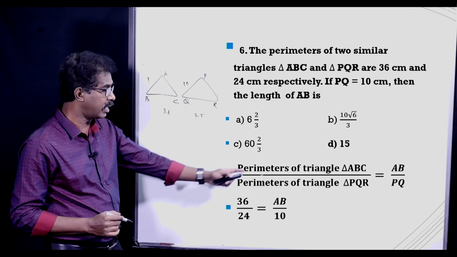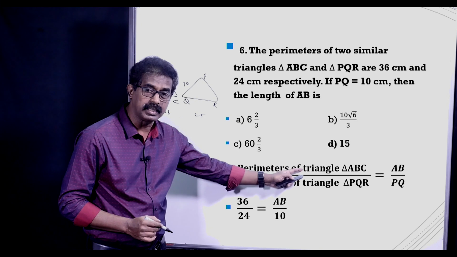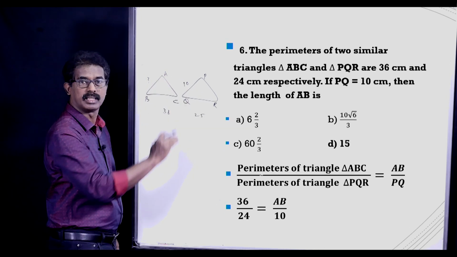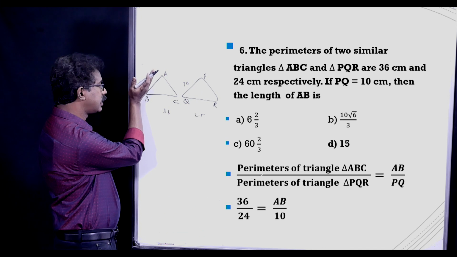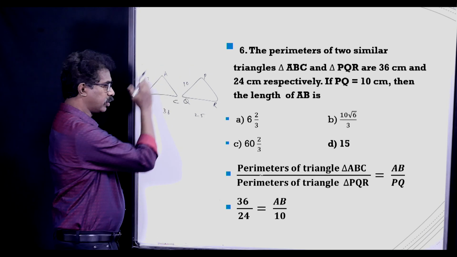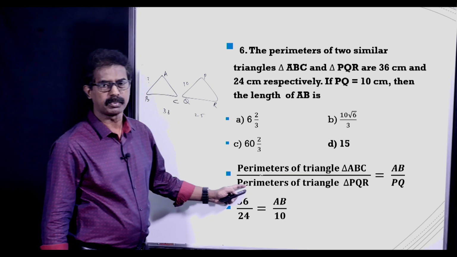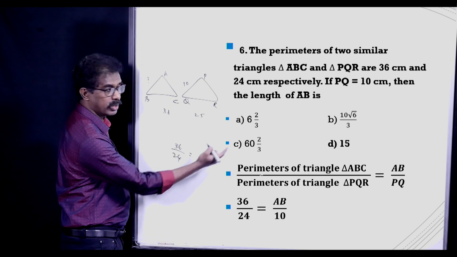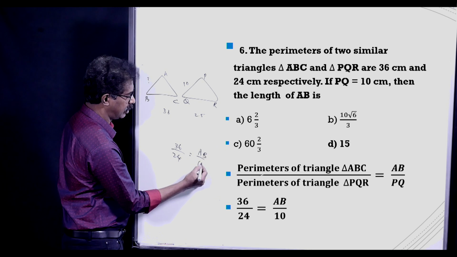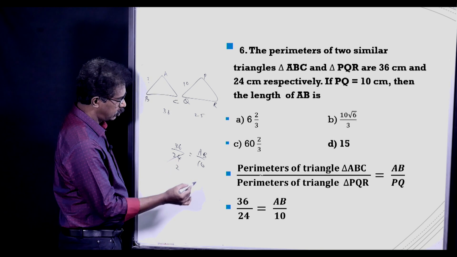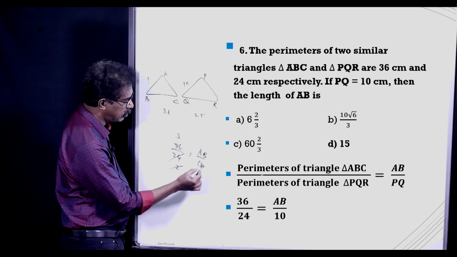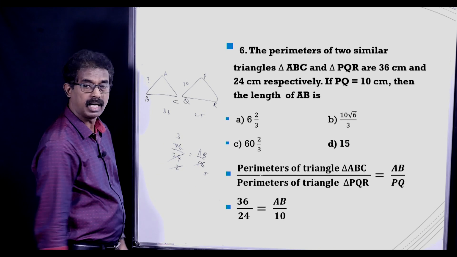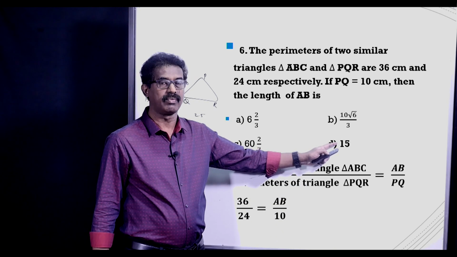So what result do you have to apply? Perimeter of triangle ABC by perimeter of triangle PQR is equal to the corresponding sides, because here we want AB, so AB by PQ. Just substitute all the known values. 36 by 24 is equal to AB by 10. In the 12 table, cancel: 2 and 3. 2 I am cancelling here, and 2 cancels 5. Cross multiply. AB is equal to 5 threes are 15. So the correct answer is 15, the fourth option.